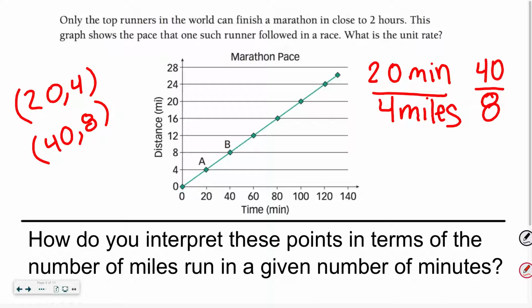What do you notice about those two numbers? Like the relationship, the 20 and the 4, and the 40 and the 8. They're proportional. Awesome. Does everybody see how they're proportional to each other? Yeah.